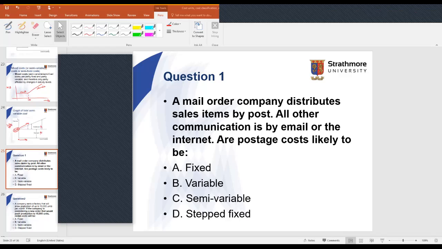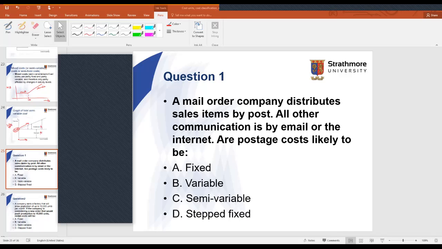Variable cost. Okay. James, what do you think? I think the answer is variable. Variable cost, okay, B. Joshua, what do you think? I think it's semi-variable.